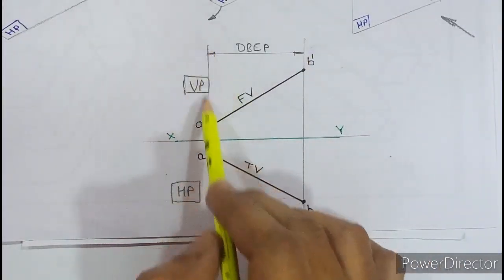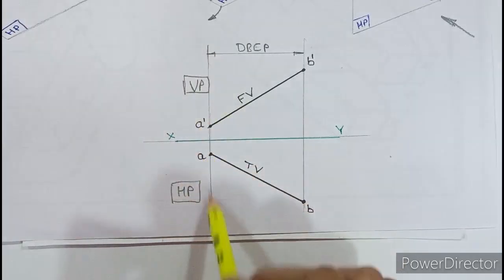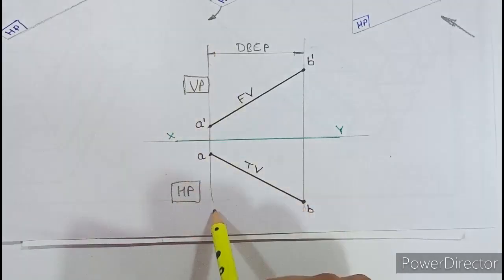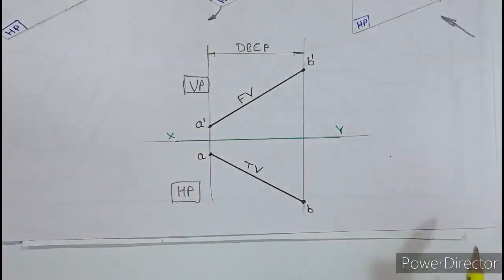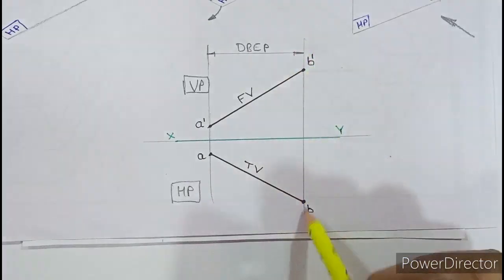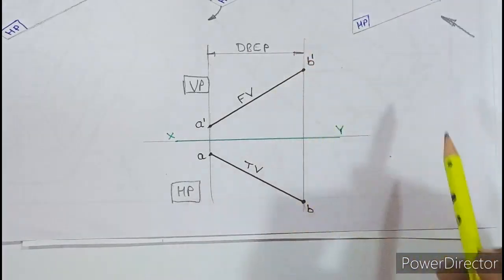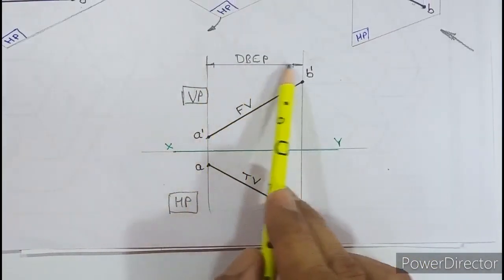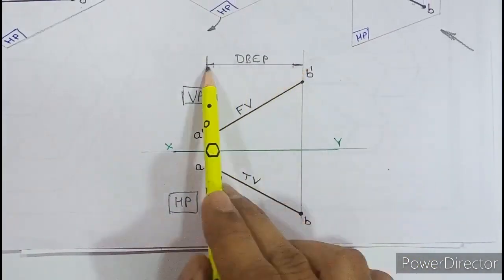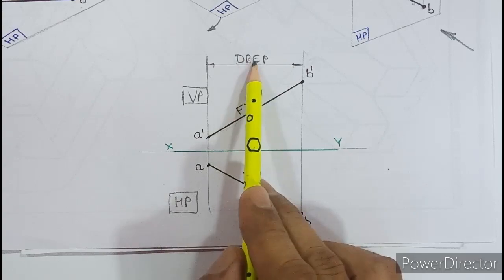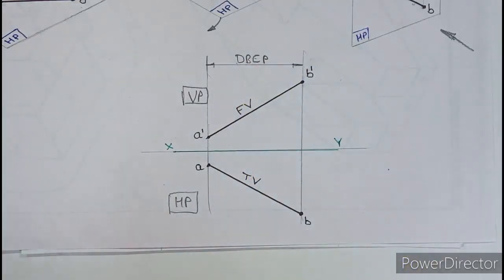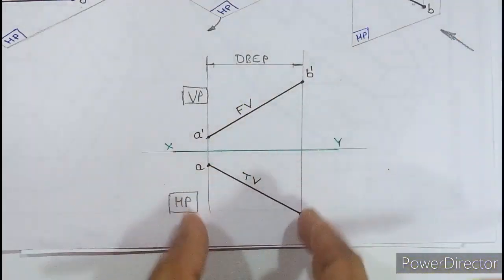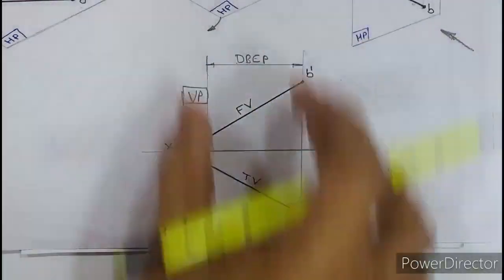So this left side light vertical line is called as projector of A, and on this vertical line 2 points which will compulsory lie is A dash and A. This line is called as projector of B, and 2 points which will compulsory lie is B dash and B. And also you should know that this horizontal gap between both the projectors is called as distance between end projectors. Okay, so as per ortho, front view and top view must lie on the same vertical level.